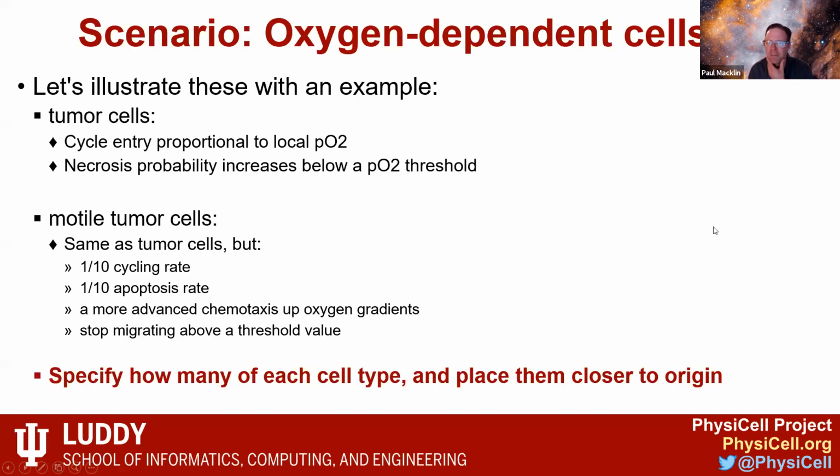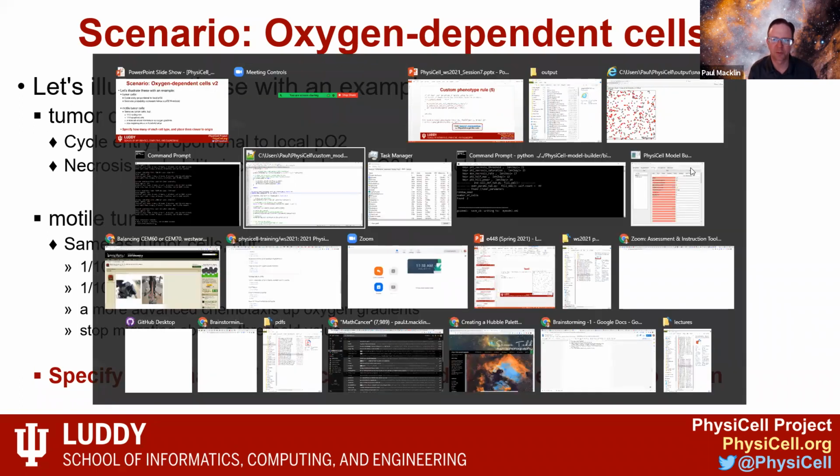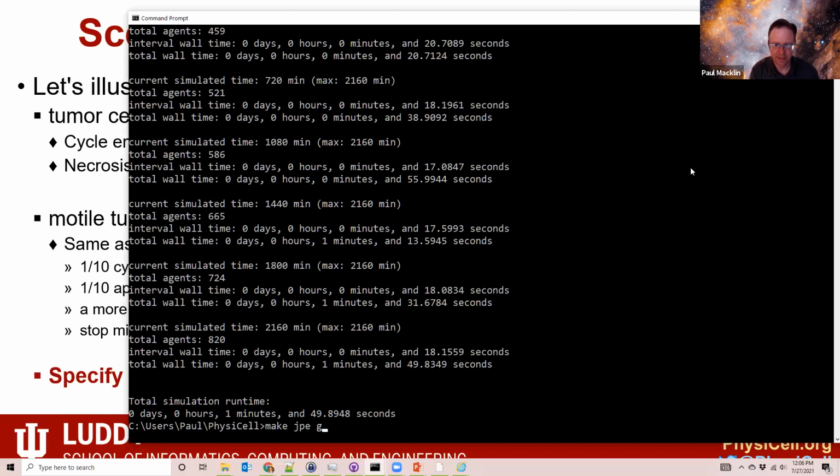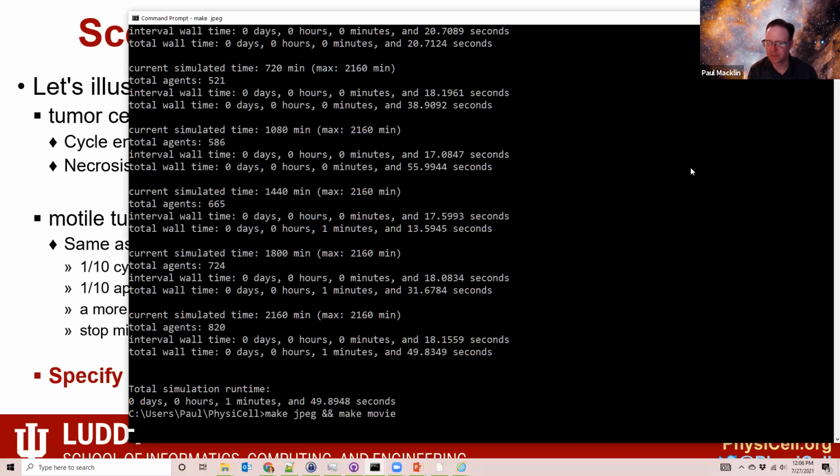What we want to do is make a version 2 of the model. We're going to leave all the code alone. Oh, by the way, let's make sure it worked. Make JPEG, make movie. First make the JPEG files, then stitch them together into an MP4 file. This will take just a moment.